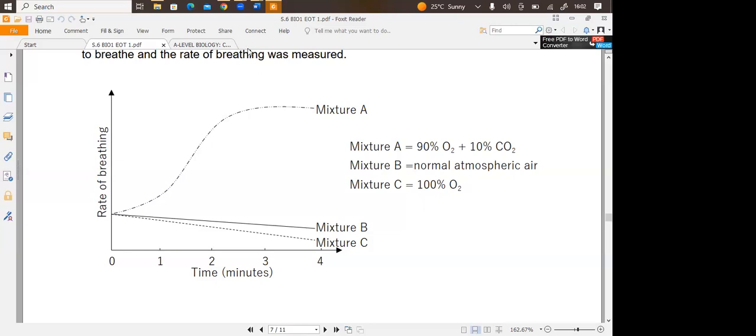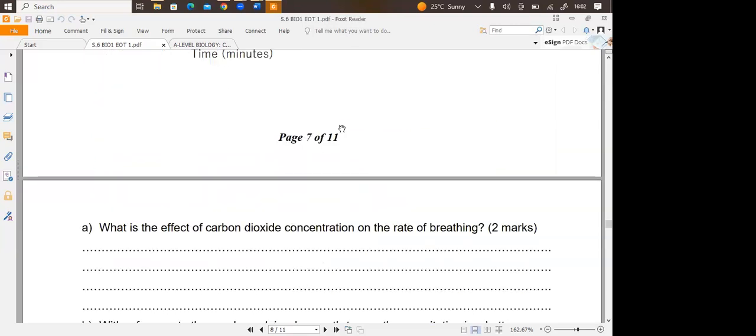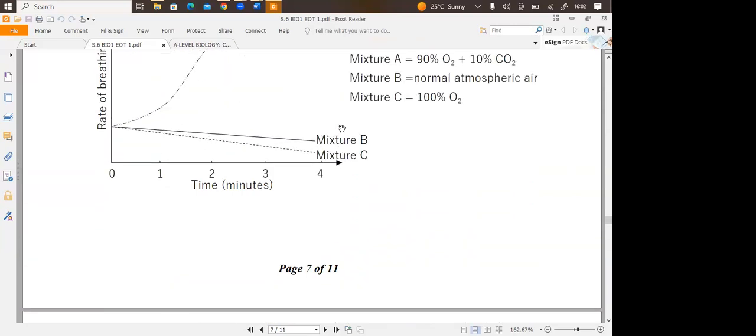Let me first see in the chat. Okay. Okay, there's okay. So what would I have written here? Of course, you would say, because remember, you're answering the question: what is the effect of carbon dioxide concentration on the rate of breathing?